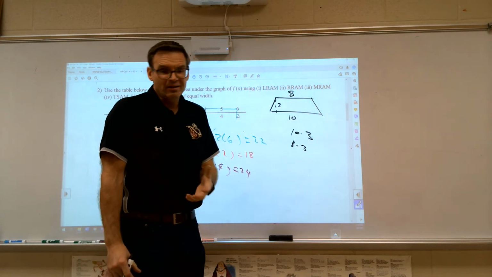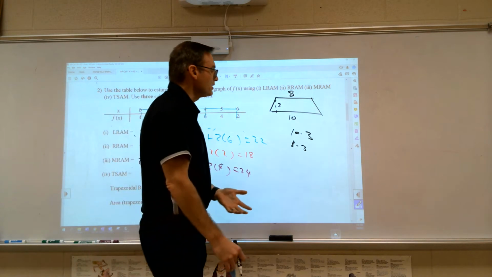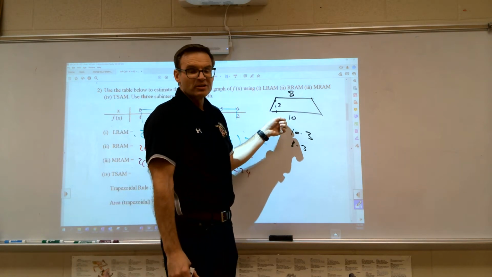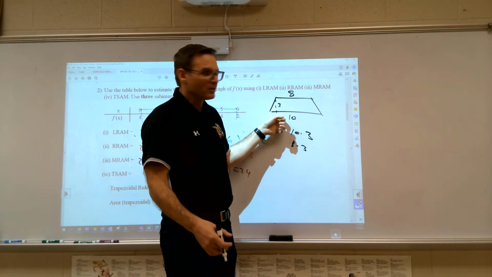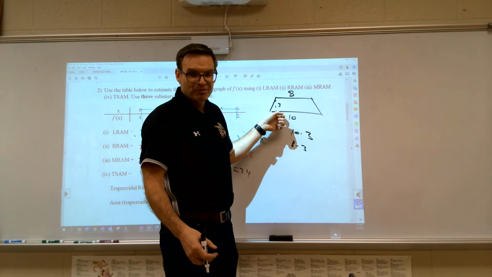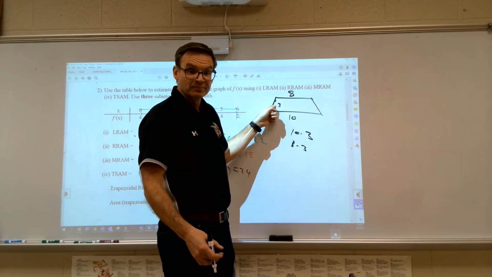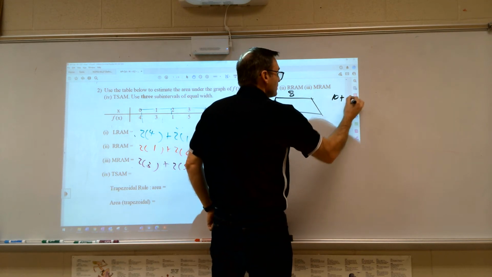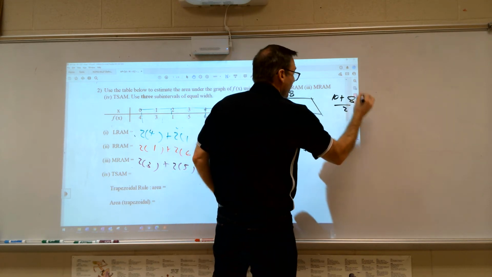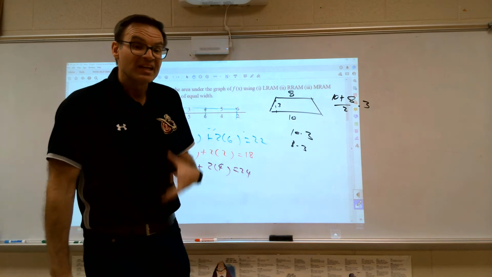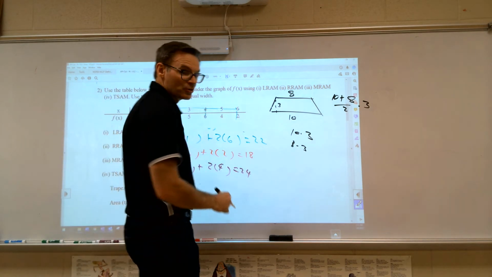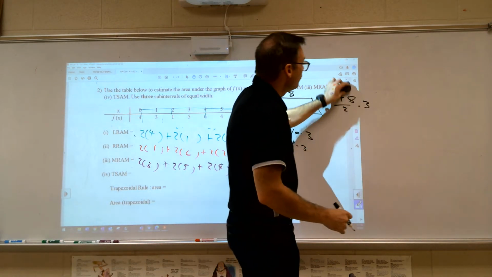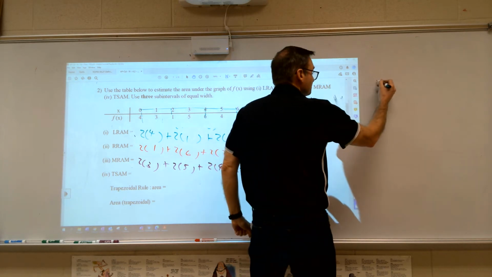So the idea of the formula for a trapezoid is, instead of doing the big base, what we do is we take the average of the bases and multiply it times the height. And so the average of the bases, that's going to be 10 plus 8 over 2 times the height, which in this case is 3. In general, here's our lovely formula for trapezoid.